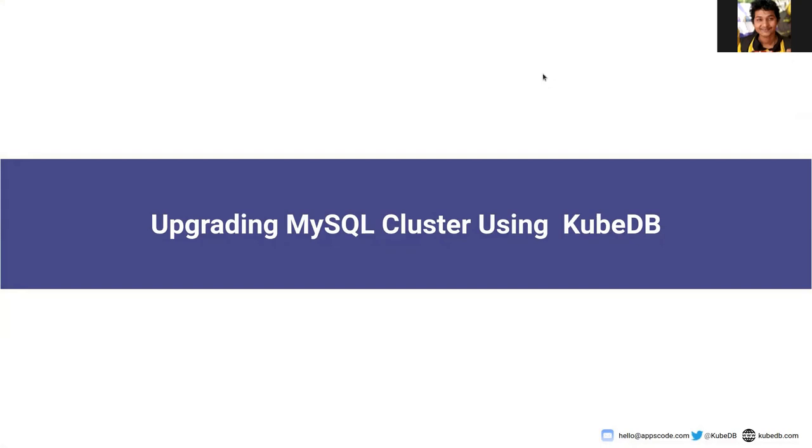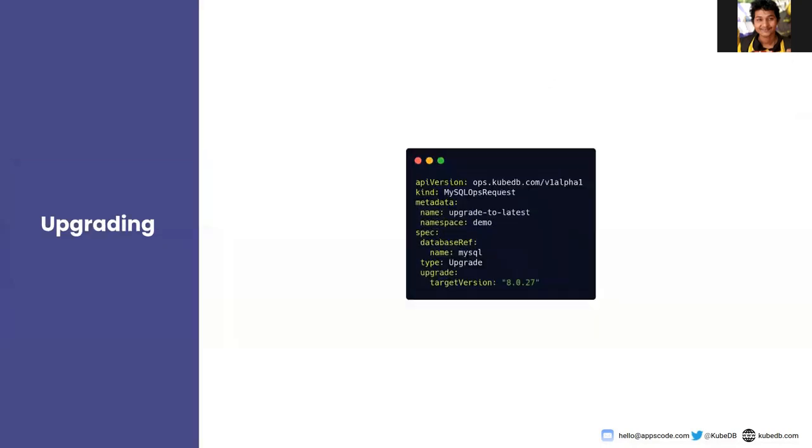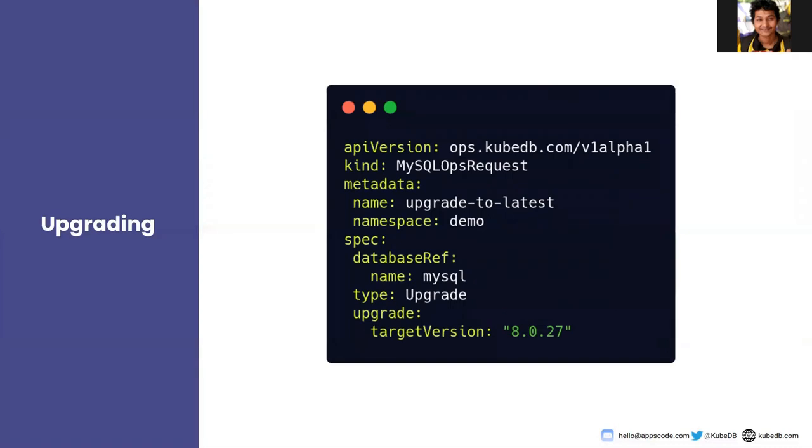In this video, we will see how we can upgrade our MySQL cluster using KubeDB. For upgrading, you need to apply the KubeDB ops request of upgrading. Here is the YAML for the KubeDB ops request. In this ops request, we are referring to a MySQL ops request since we are upgrading our MySQL cluster.